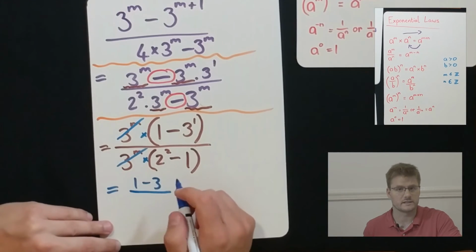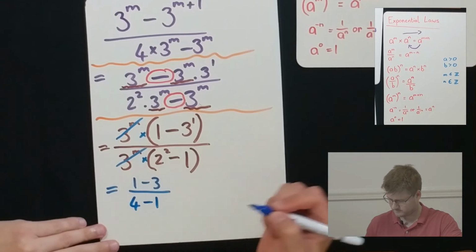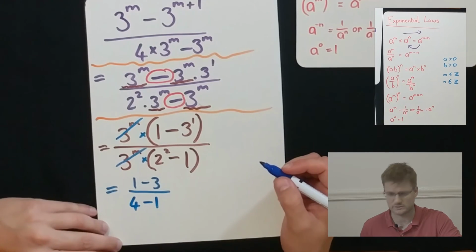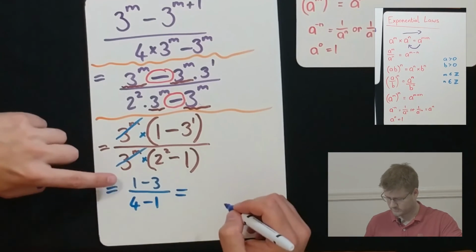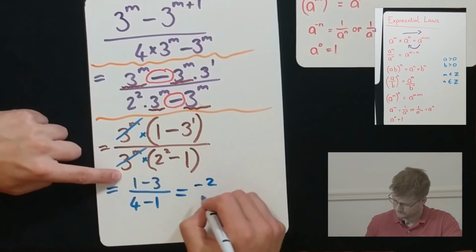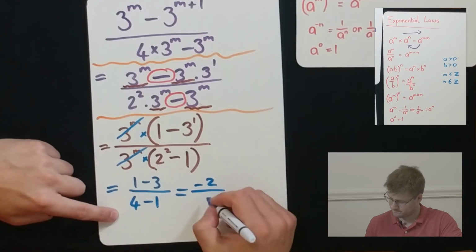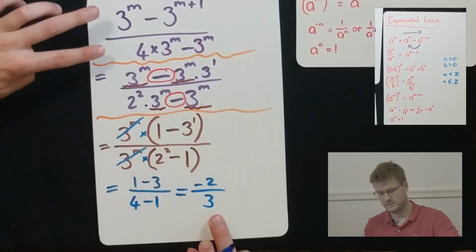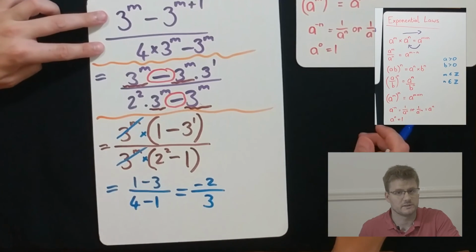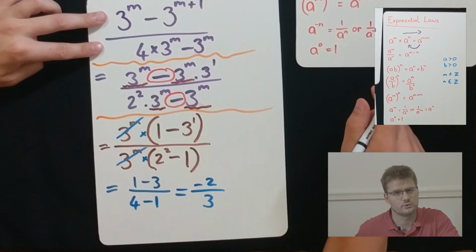Now I'm actually going to take that 2 squared and write it as 4 again, because now we're just dealing with numbers. So this becomes a much easier fraction to deal with. At the top, 1 minus 3 gives us an answer of negative 2. At the bottom, 4 minus 1 gives us an answer of 3. And there's our final answer. This exponential expression at the beginning simplifies all the way down to just equal negative 2 over 3.